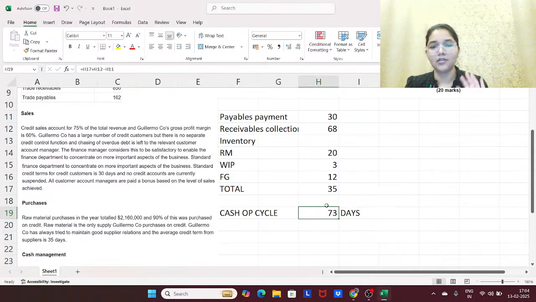73, you've gotten the numerical answer, but what does it really mean? It means that if any business is purchasing raw materials, processing them, and then finally selling the finished goods to the customer, how much time does it take for the customer to pay back to you? This is the entire cash operating cycle of 73 days.